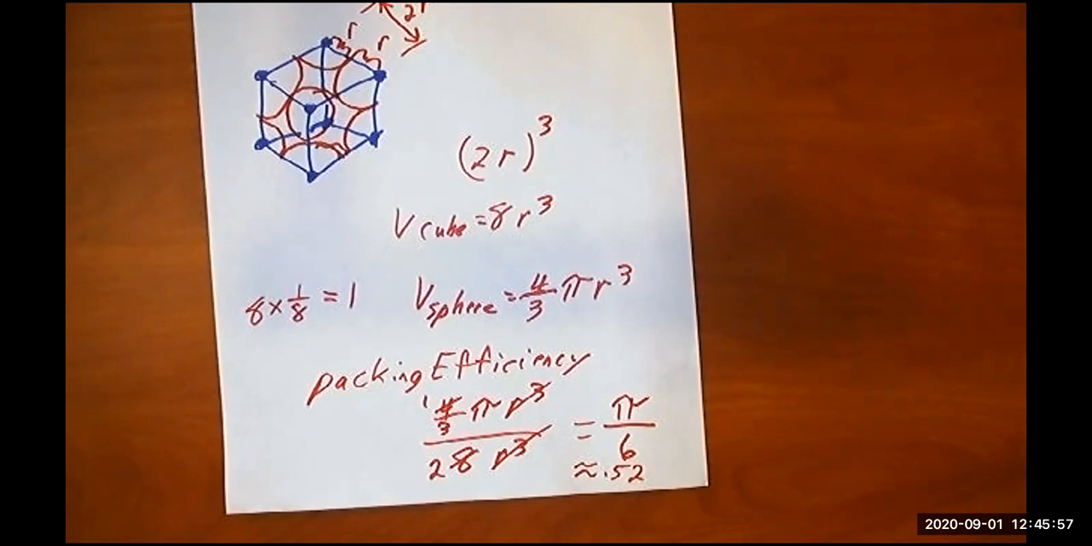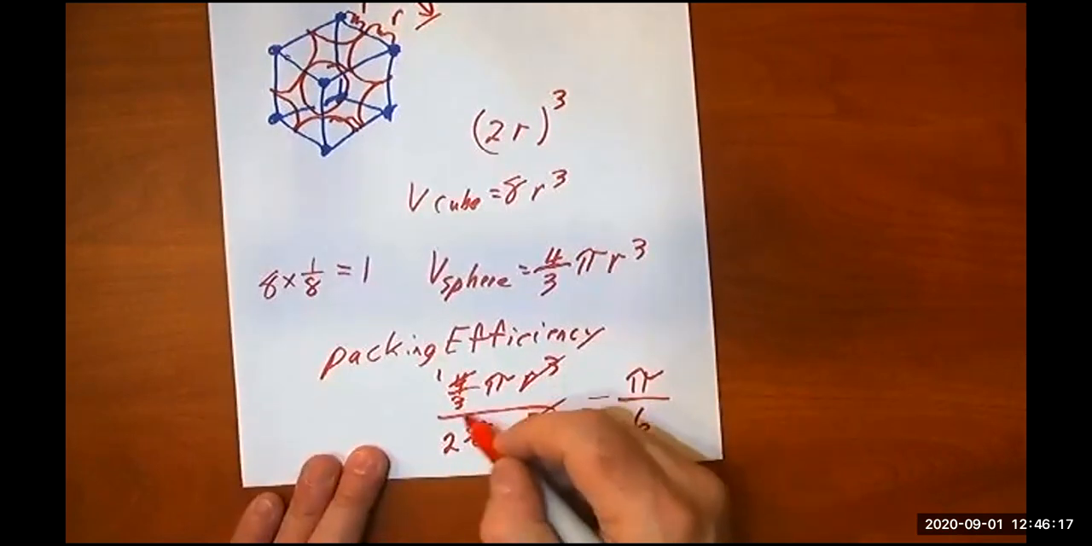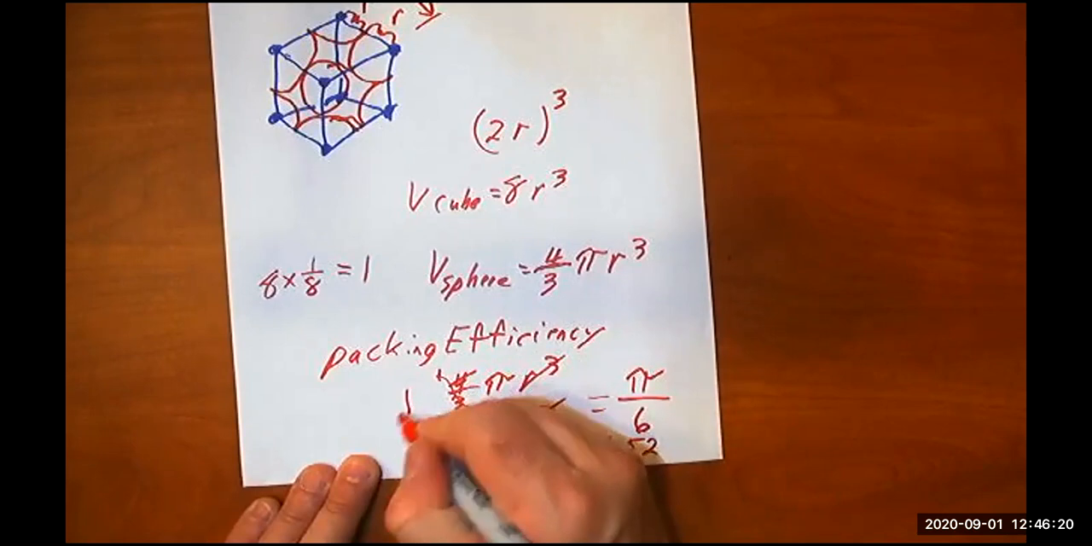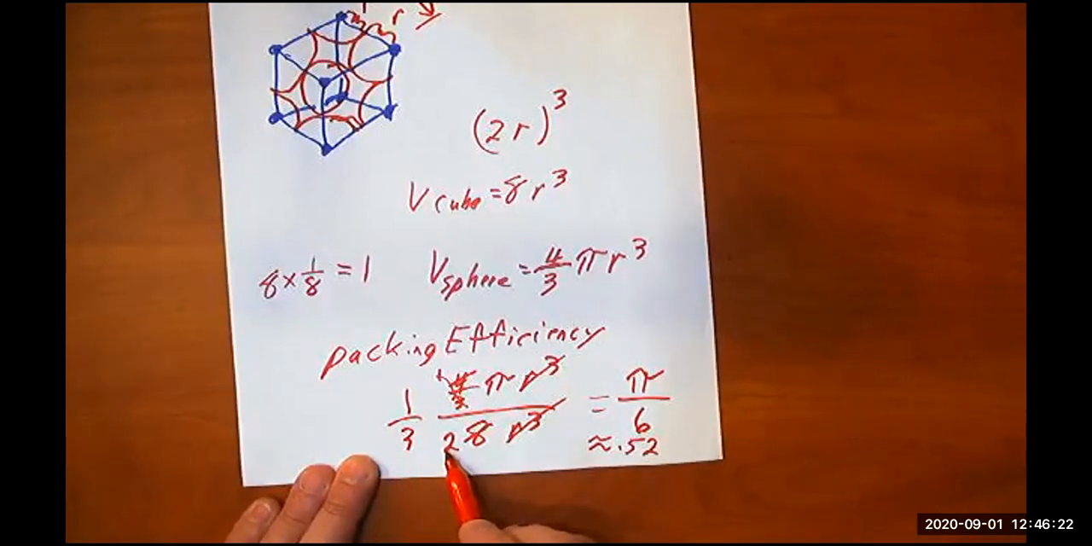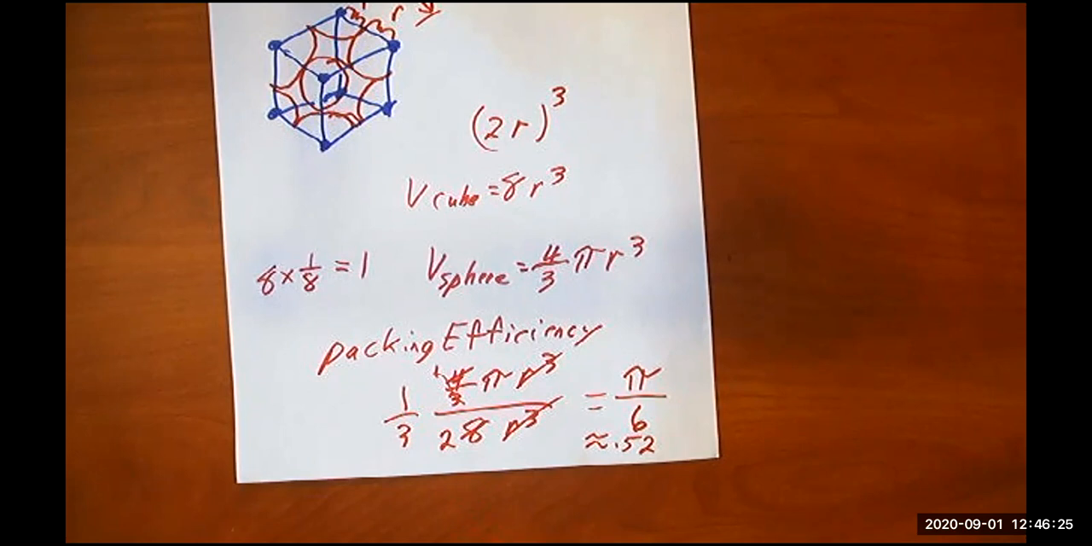Yes? I'm unfortunately having trouble hearing you. The 6, oh, where did this come from? The 6 came from there being a 1/3 in the numerator, which is just like multiplying by 1/3 here, and so the 3 times the 2. Okay. Any further questions on packing efficiency?